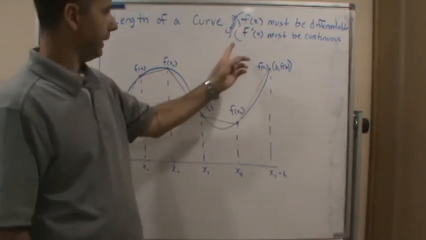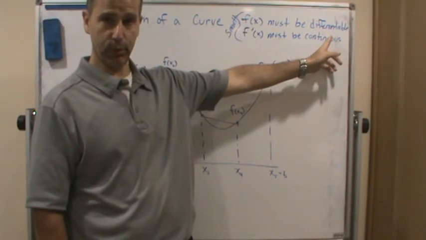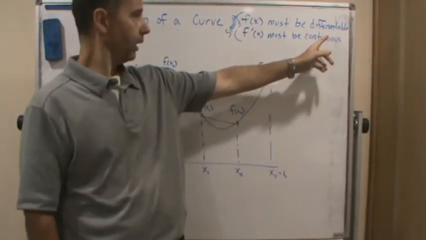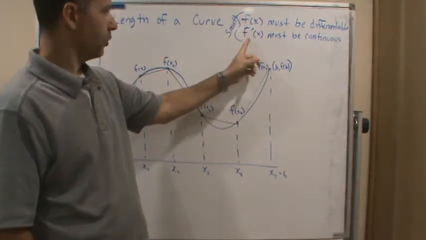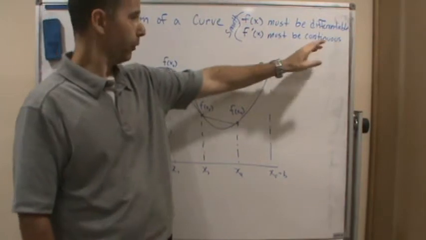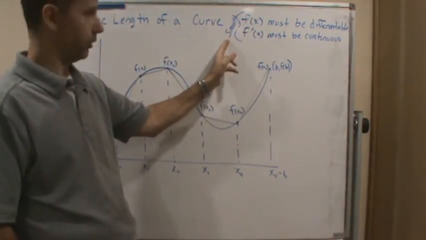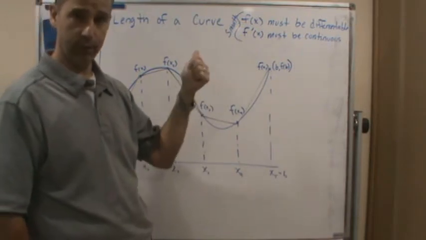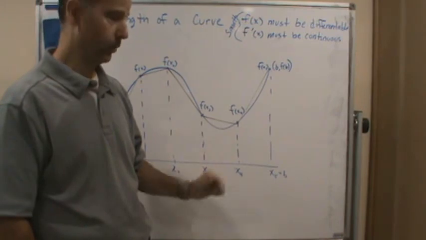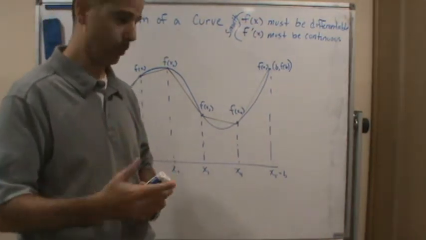So what we need to make sure is that the function must be differentiable at every point within the interval. And also the derivative of the function must be continuous. And we call this a smooth curve. So the function must be differentiable, and its derivative must be continuous. And again, that characteristic is what we call smooth.